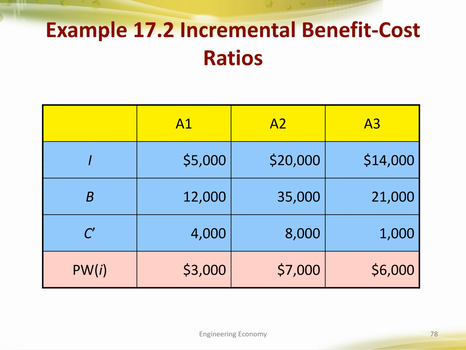We can use an example to illustrate the use of this incremental analysis. Here we have 3 alternatives or 3 opportunities, A1, A2, and A3, and they all have their investment cost, benefit, and operations and maintenance costs. And we have pre-computed their present worth, that is, taking all these cash flows to the present time. That's their present worth.